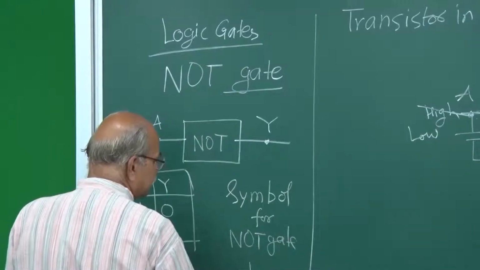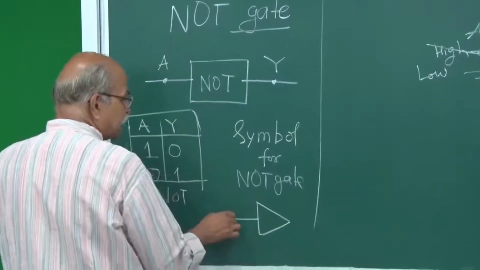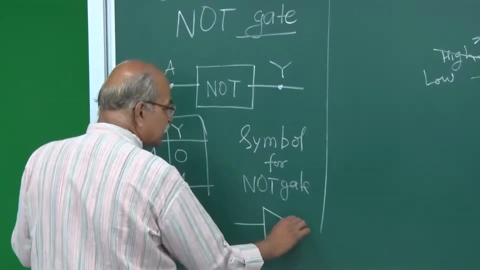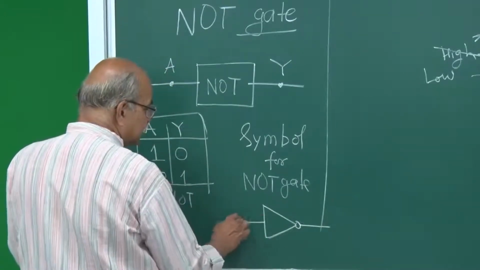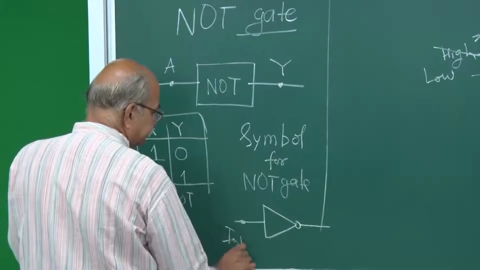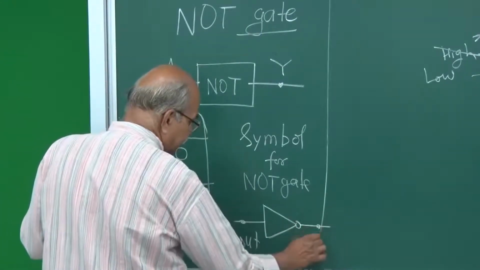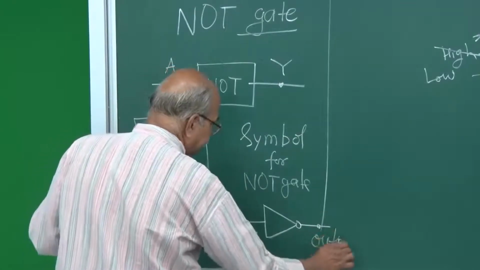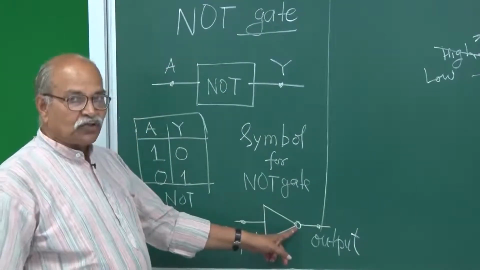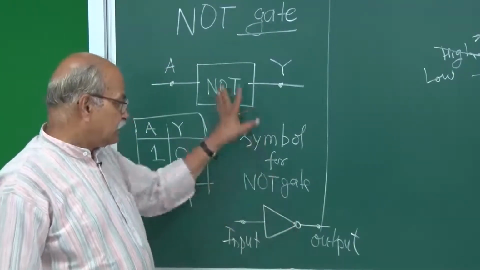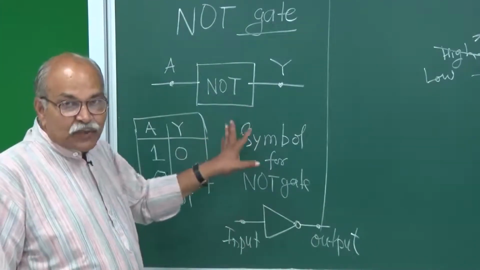and that symbol is, you put a triangle and put a line here, put a small circle here, and then a line here, and this is the input, this side is the input side, and this side is the output side. So this circle actually denotes NOT operation. So this is the symbol for the NOT gate. So this is the simplest one.